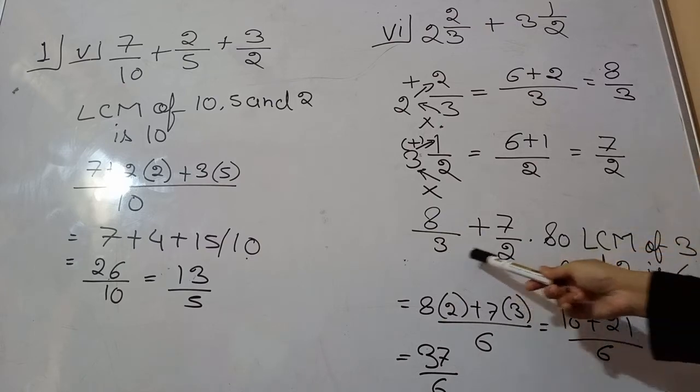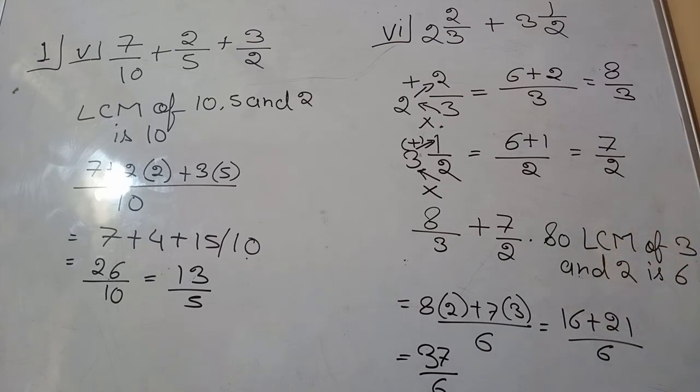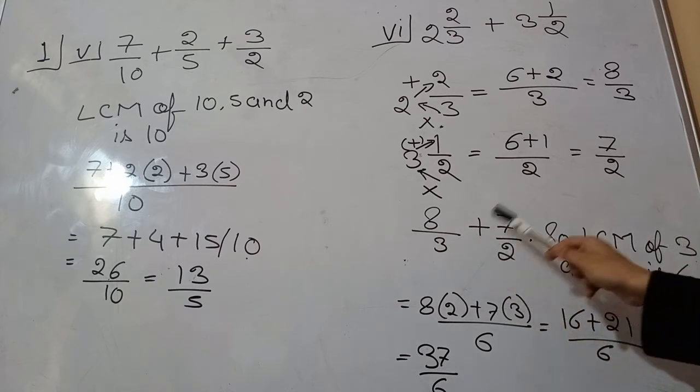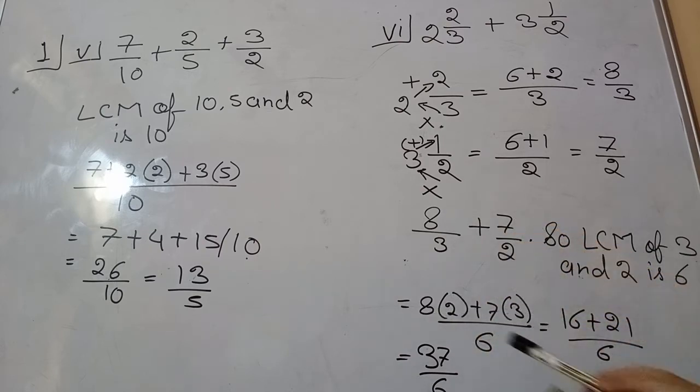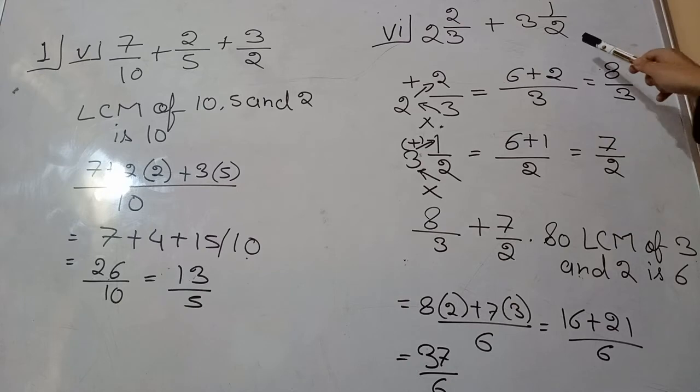Again you can see both the denominators are different. So we have to take out the LCM of 3 and 2, which is equal to 6. After getting the LCM, we write the resultant denominator as the LCM, which is 6. Next we cross multiply the numbers. So 8 multiplied by 2 and 3 multiplied by 7. So 8 2s are 16 and 7 3s are 21. And 16 plus 21 gives us 37 divided by 6. So this is how you can solve mixed fraction problems.